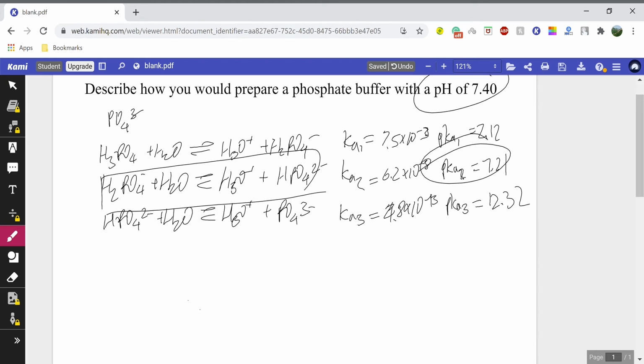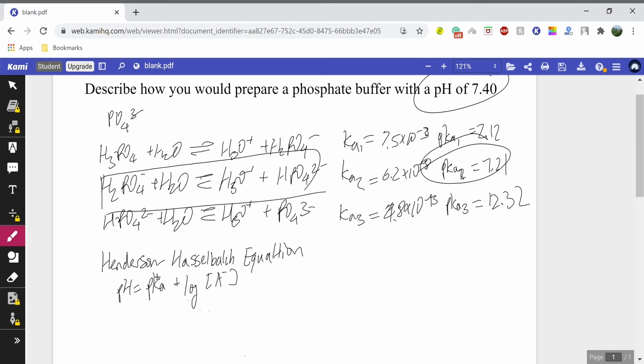Now that we know which equation to use, we're going to use the Henderson-Hasselbalch equation, and let me write it over here. This one says pH is equal to pKa plus the log of the concentration of A minus divided by the concentration of HA. So basically the concentration of the conjugate base divided by the acid. It can be log of A minus divided by HA, or the log of base over acid.